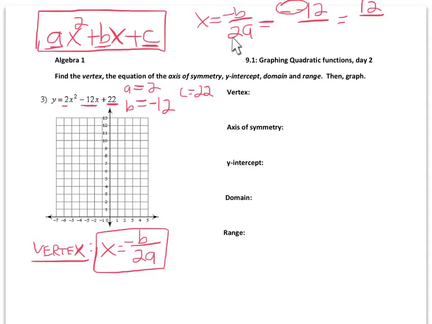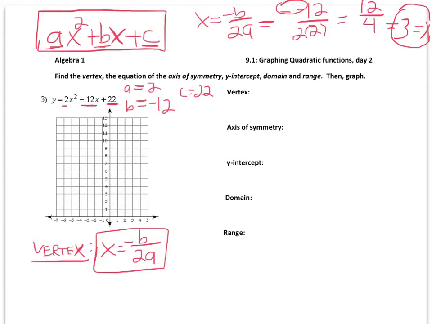Then for the bottom, I have 2 times a. Well, a is 2, so I substitute that in, and the bottom becomes 2 times 2. When I evaluate that, 2 times 2 is 4, and 12 divided by 4 is 3. So that's my x value for the vertex. It's at x equals 3.